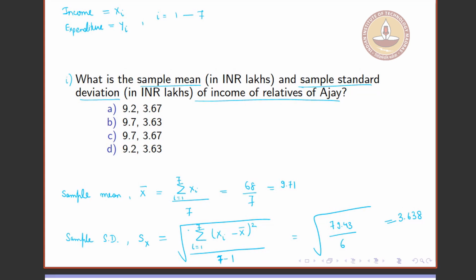So let's look at the options. Our sample mean is 9.71, so our first option is incorrect and the last option is incorrect. Now we have to choose from option B and option C. So let's look at the sample standard deviation, that is 3.638. So the third option is incorrect and our correct option will be B.